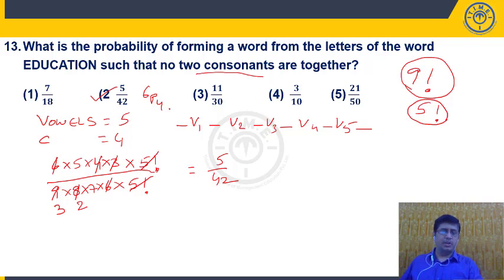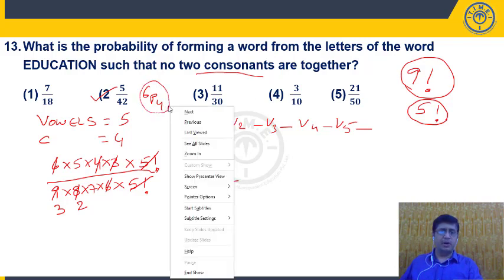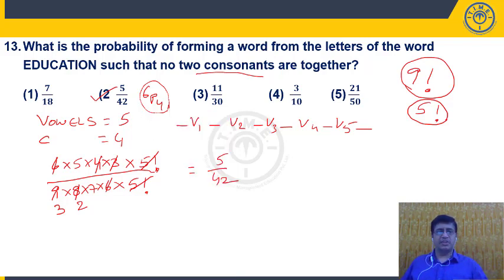Possible arrangements here: we can arrange these 4 consonants in 6 possible places, which means permutations 6P4. Now 6P4 means 6 into 5 into 4 into 3, and vowels are 5 factorial, and the total outcome is 9 factorial. Simplify, the result is 5 by 42, option number 2.